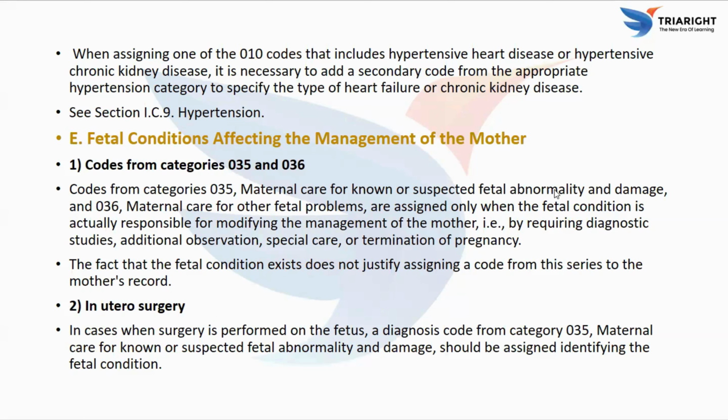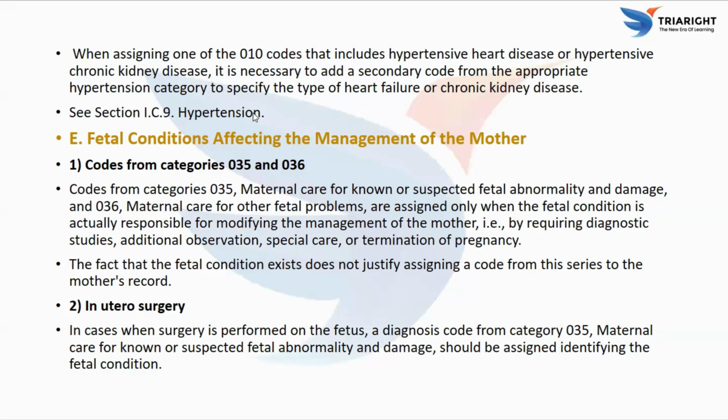So what is category O35? It is used for maternal care for known or suspected fetal abnormality and damage. This means there is a fetal abnormality which is real or suspected, and because of that, the mother needs extra checkups, extra tests, and extra treatment. For example, baby suspected to have Down syndrome, or baby has a heart defect, or abnormal ultrasound findings. Then the mother needs extra maternal care.